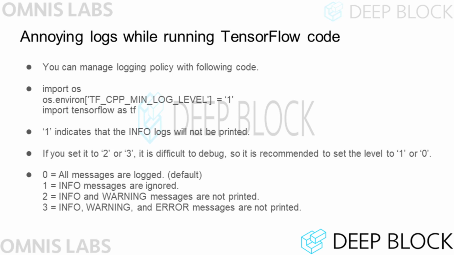When you run the TensorFlow code, the log is often very long. You can change the log printing policy by using the following code. If the log level is set to 1, the info type log is not printed. If the log level is set to 0, all logs are printed. If the log level is set to 2, info and warning logs are not printed. If the log level is set to 3, all logs are not printed. In general, when doing AI programming, it is often necessary to check the warning and error logs, so we recommend setting the log level to 1.